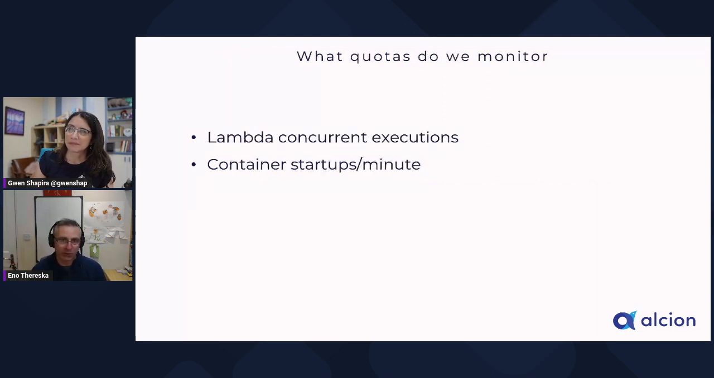What are the quotas we monitor? Two of them, which are again not the obvious ones: the number of concurrent Lambda executions and the container startups per minute. I think there's a hard limit of 500 containers starting up per minute. It's hidden in there, right? And it can hit you if you're not ready for it. But yeah, I'm glad these are new things we monitor. In the past, it was things like elastic IP addresses and things like that.